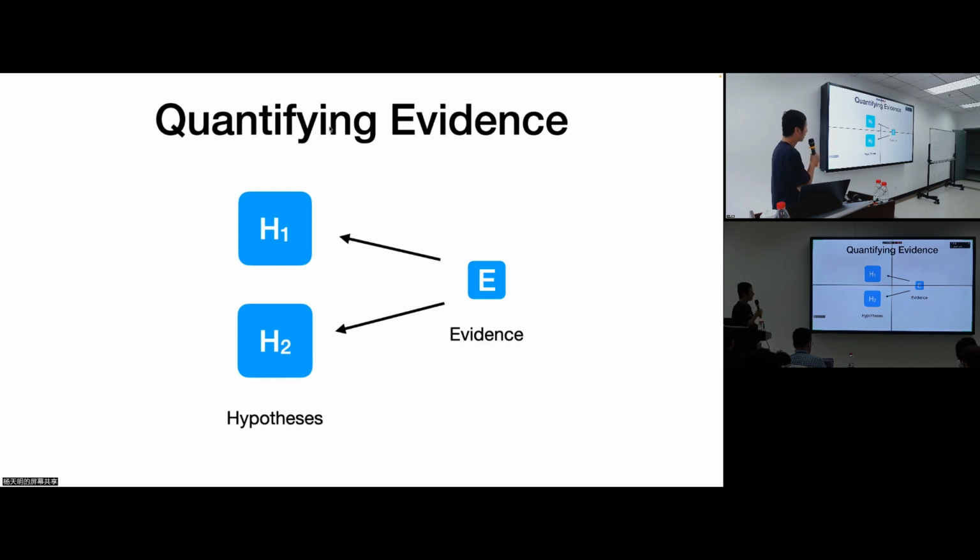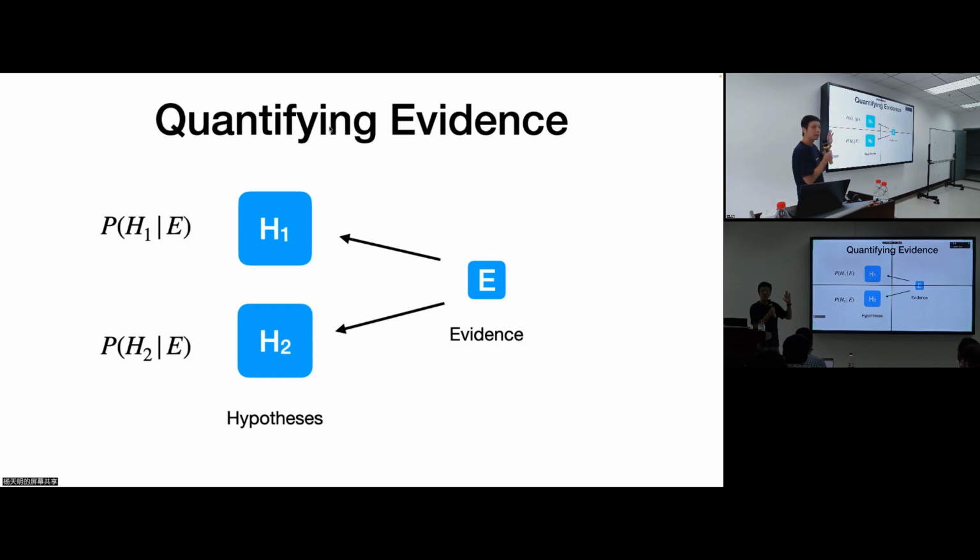So we can frame our question this way. There are two hypotheses we want to test, and when we receive a piece of evidence, how do we decide whether this evidence is good for hypothesis 1 or hypothesis 2? The way we can do this is we can compute two conditional probabilities. What's the probability that H1 is true given we see the evidence? Or what's the probability that H2 is true given we see the same piece of evidence?